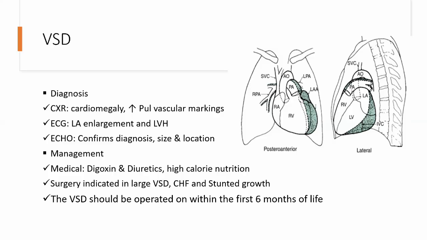And in terms of surgical indications, if the VSD is large and patients have congestive heart failure resulting also in stunting, that's where surgical intervention is advised. And the VSD should be operated within the first 6 months of life.